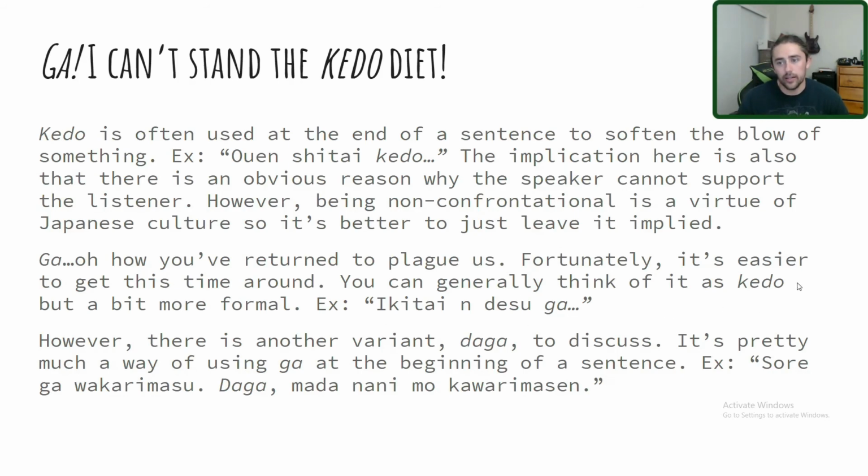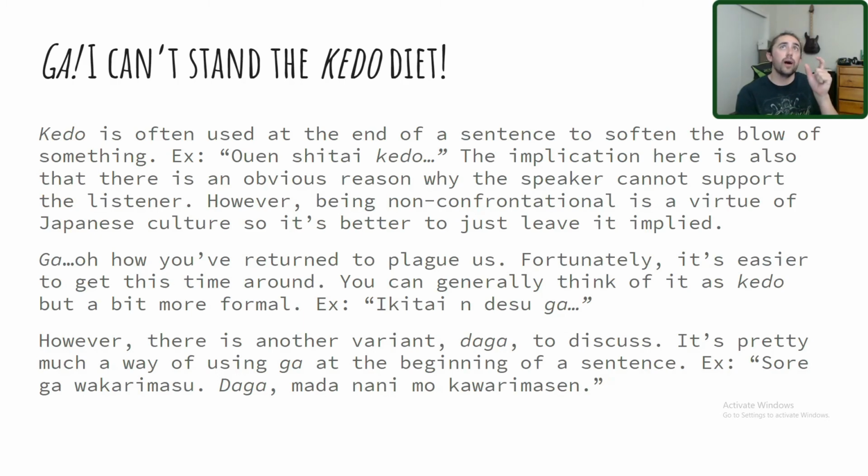Ga is sort of like kedo, but it's more formal than kedo. So you could say ikitain desu or ikitain desu ga, meaning I want to go, but... I'm not going to go, right? But there is another variant which is daga, which we need to talk about. The da in daga is just the informal version of desu, which is the verb to be, right?